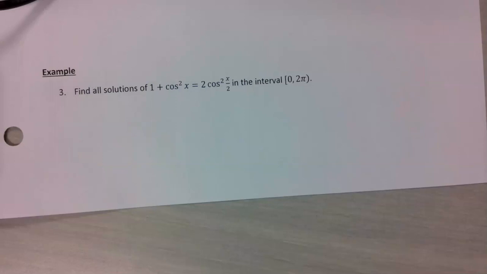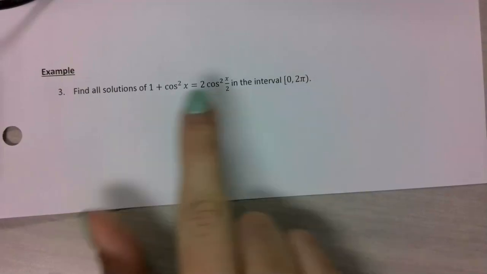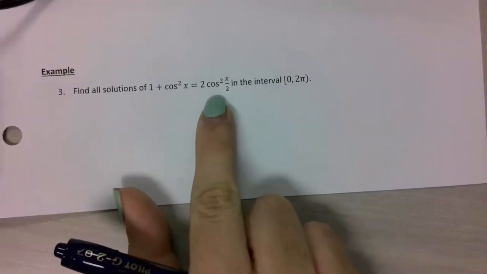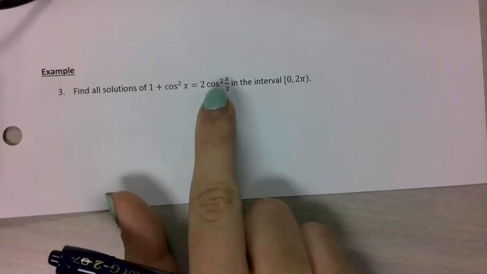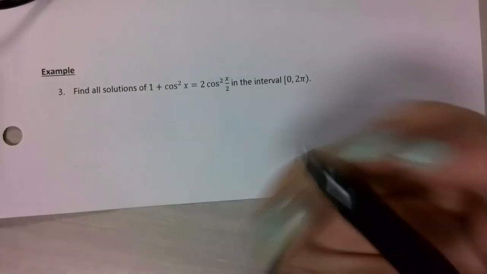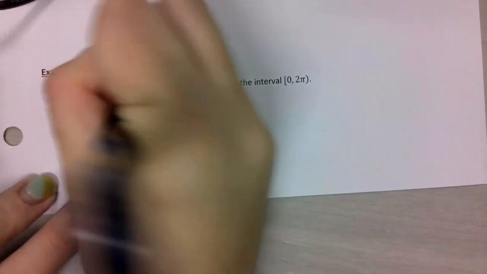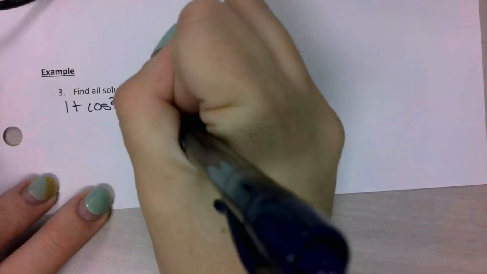Okay. So for number 3, it wants me to find all of the solutions for this equation. I probably will need to factor just because of the squared on the cosine. And then also, I have this with the half angle. I want to get rid of that half angle. So my left side is going to stay the same. That 2 is going to stay out front.